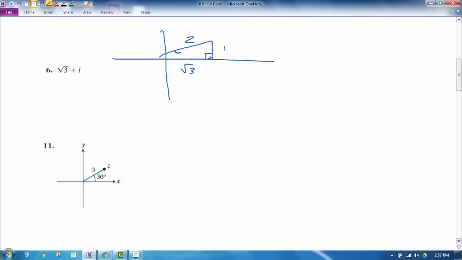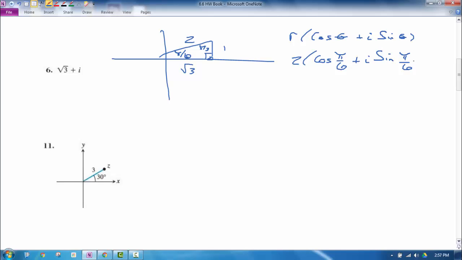So I've got my special right triangle. I know that this is a 30-degree angle, which is pi over 6. This is a 60-degree angle, pi over 3. But I'm going to use just r and theta because I'm going to do r times cosine of theta plus i sine of theta. So the r is 2, and the angle would be pi over 6 for the angle.